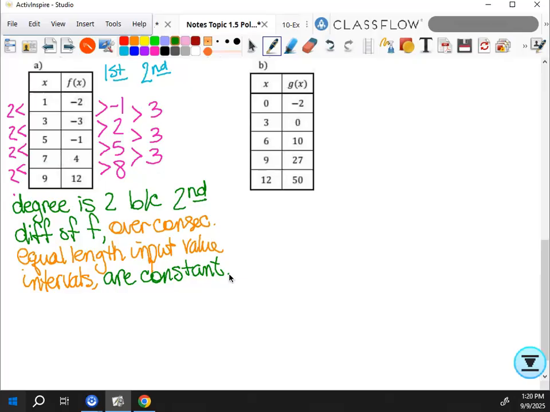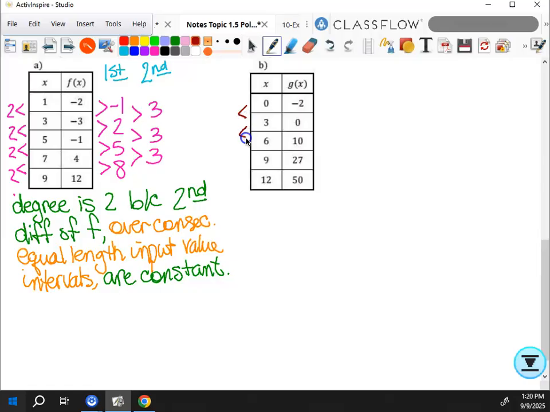Questions about this? Do you see how it's the same but different? We're still talking about a quadratic, but instead of looking at the rates of change, we're looking just at the second differences, which is kind of what we were doing anyway. But again, we have to know how to look at it a few different ways. We good? I'll take that as a yes. All right. So then let's look at this one.